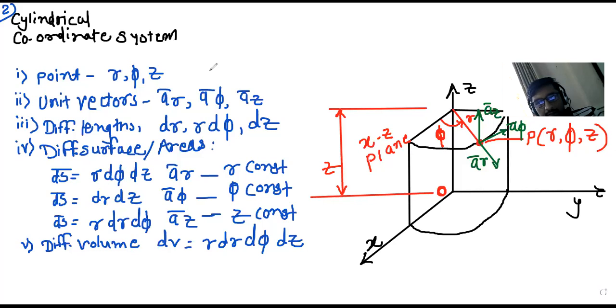I give you 2 minutes to note it down. Quickly take a note of these points, because differential length and differential surface are all required for solving examples based on electromagnetics. Knowledge of differential length and differential surfaces is very important with respect to different coordinate systems. Yesterday I gave you differential length and differential surfaces for the rectangular coordinate system, and today they are mentioned here for the cylindrical coordinate system. So please take a note of this quickly.